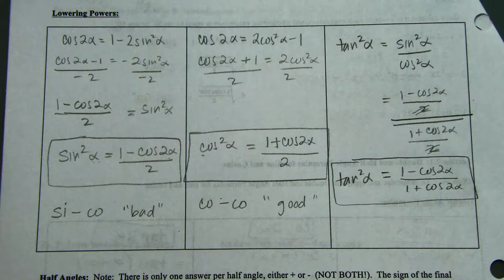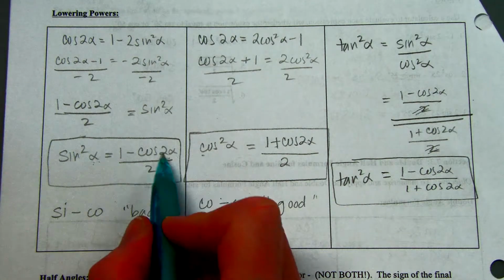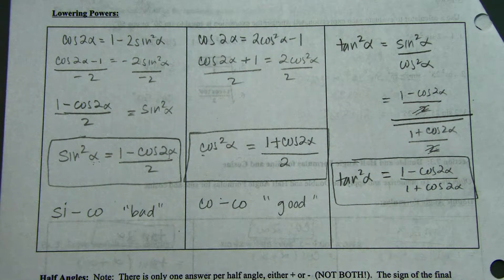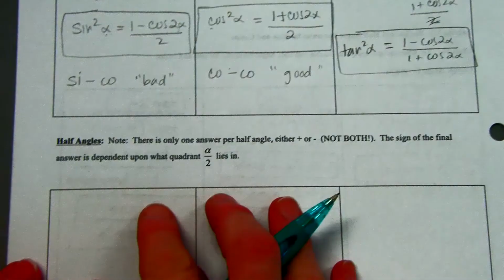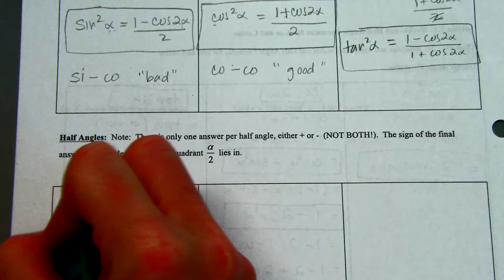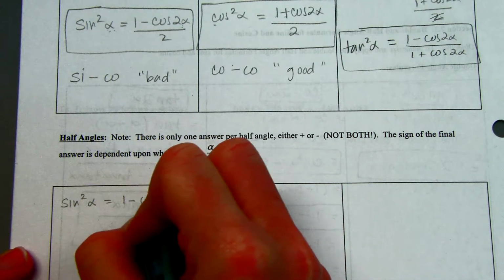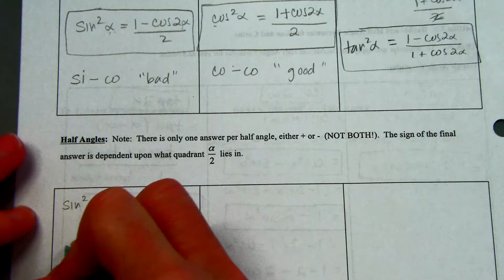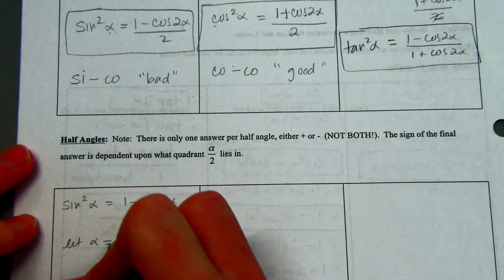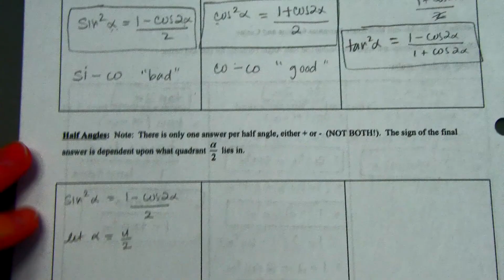Okay, so to go from these formulas for lowering powers into the half angle formulas, you really do have a half angle relationship because one angle is half of the other. But your book likes to write it in a specific way so that instead of alpha, you have alpha over 2. So if you have sine squared alpha equal to 1 minus cosine 2 alpha over 2, what we're going to do is let alpha equal u over 2 and do a little substitution.